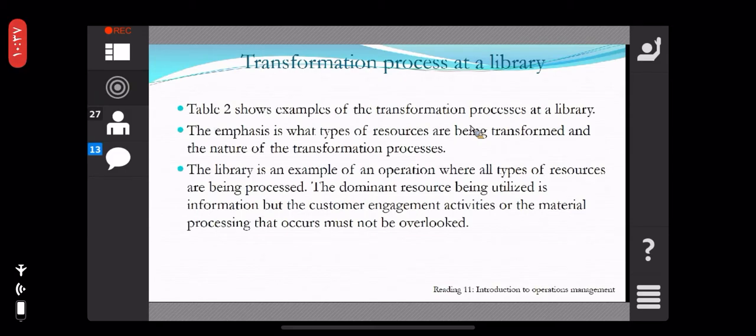The library is an example of an operation where all types of resources are being processed, meaning that almost every resource is utilized or processed. The dominant resource being utilized is information. Okay, mainly information. But the customer engagement activities or material processing that occurs must not be overlooked. So this is the small transformation.